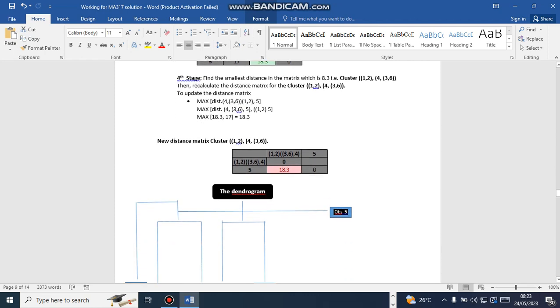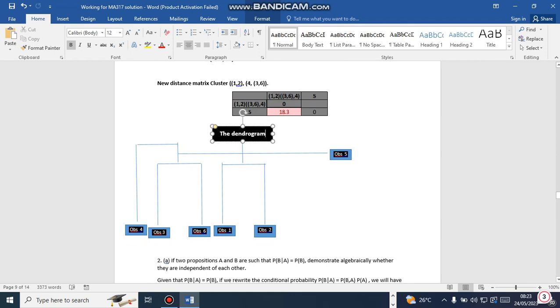That will take us to the last cluster table, in which you can see that the highest number here is 18.3, which is the last number. So that will take us to the dendrogram. From the dendrogram, you can see the linkage.